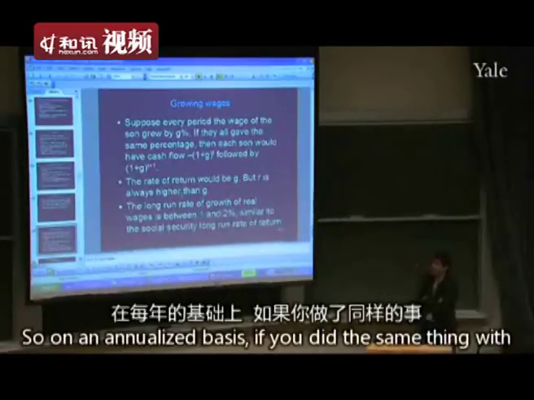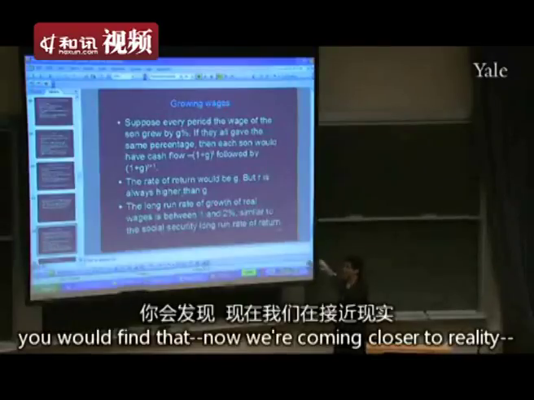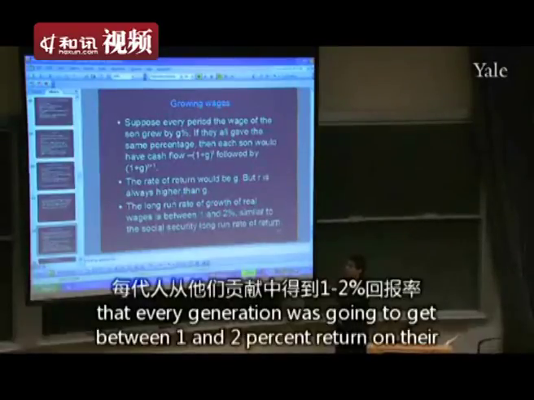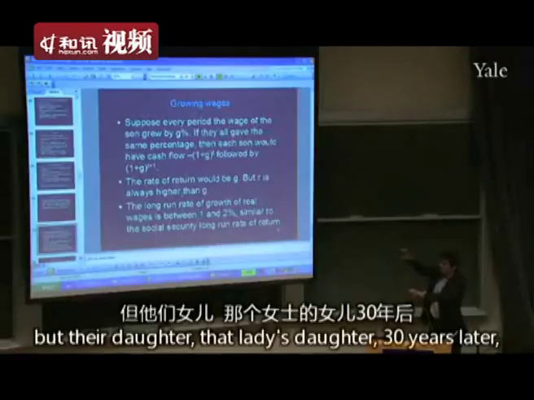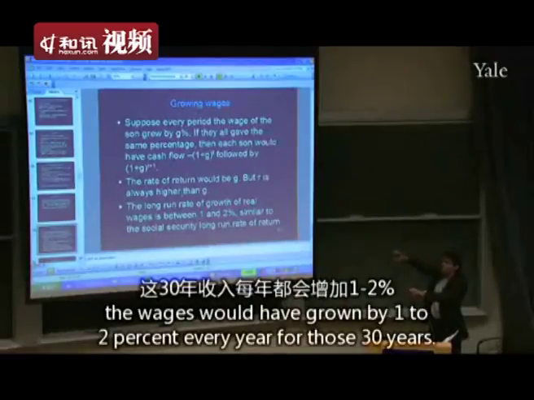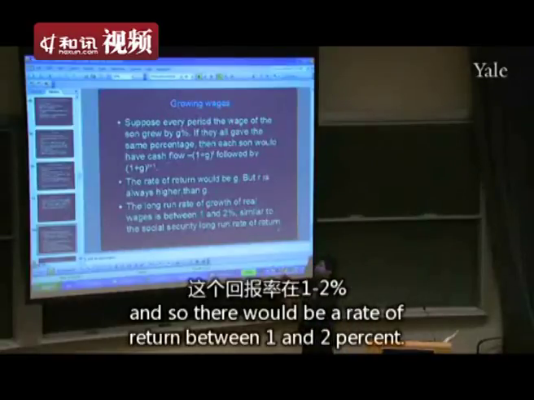So on an annualized basis, if you did the same thing with each generation paying 12% of their youthful wages, you would find, now we're coming closer to reality, that every generation was going to get between 1 and 2% return on their contributions, because the young would contribute $12 out of 100, say, but that lady's daughter, 30 years later, the wages would have grown by 1 to 2% every year for those 30 years. So 12% of that bigger number would go to that daughter, and so there would be a rate of return between 1 and 2%.